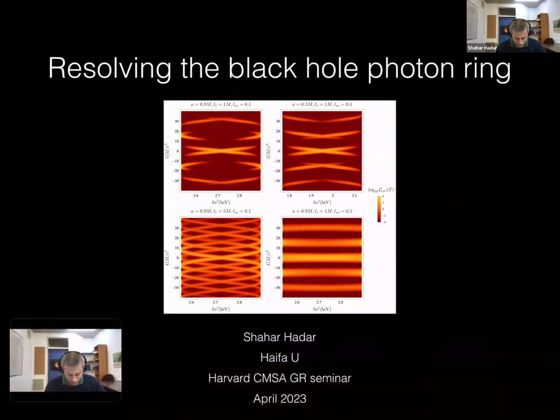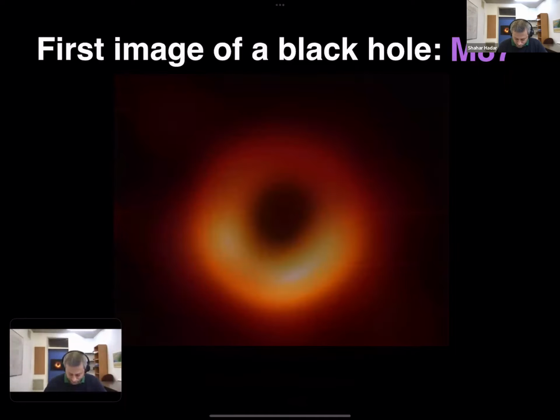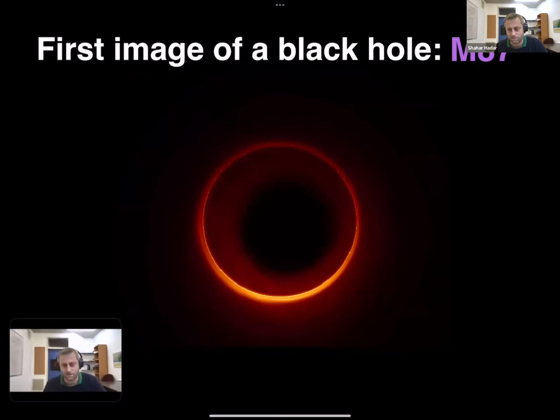So, yeah, resolving the photon ring. Recently, a few years ago already, we saw the first image of M87, a black hole in a distant galaxy. And this was the first image. We think that within this image is embedded a very fine feature called the photon ring, which we can't see yet because it's blurred into the rest of the image.